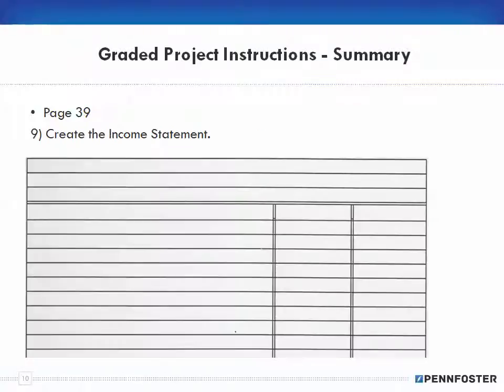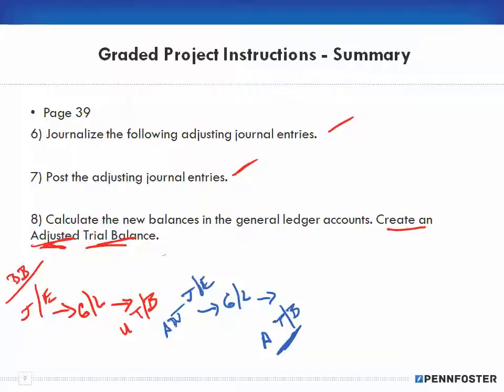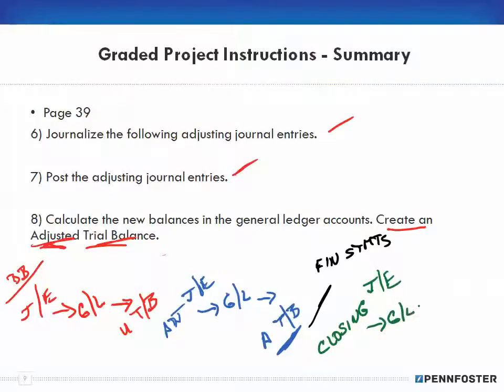I jumped ahead real quick here to see that we're creating the income statement. But in the interim here, we're going to start creating our financial statements. But we're not done with closing out the accounting period. To close out the accounting period, we're going to have to make closing journal entries. We're going to post those to the general ledger accounts. Then we're going to create a post-closing trial balance. And when we do that, we finish making our financial statements.